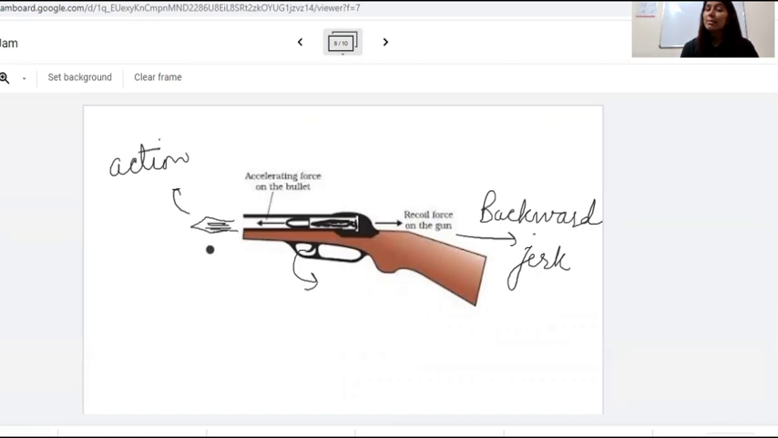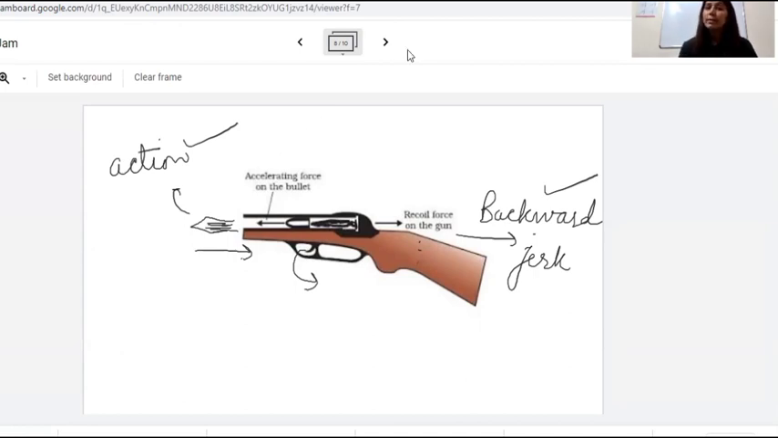Okay, but in turn, when this action takes place by this bullet, there is a reaction force by this bullet on this gun. Due to this reaction force, the gun applies the backward jerk on the person who is triggering it. So we can say that to every action there is an equal and opposite reaction. Action takes place by the bullet and reaction takes place by the gun.